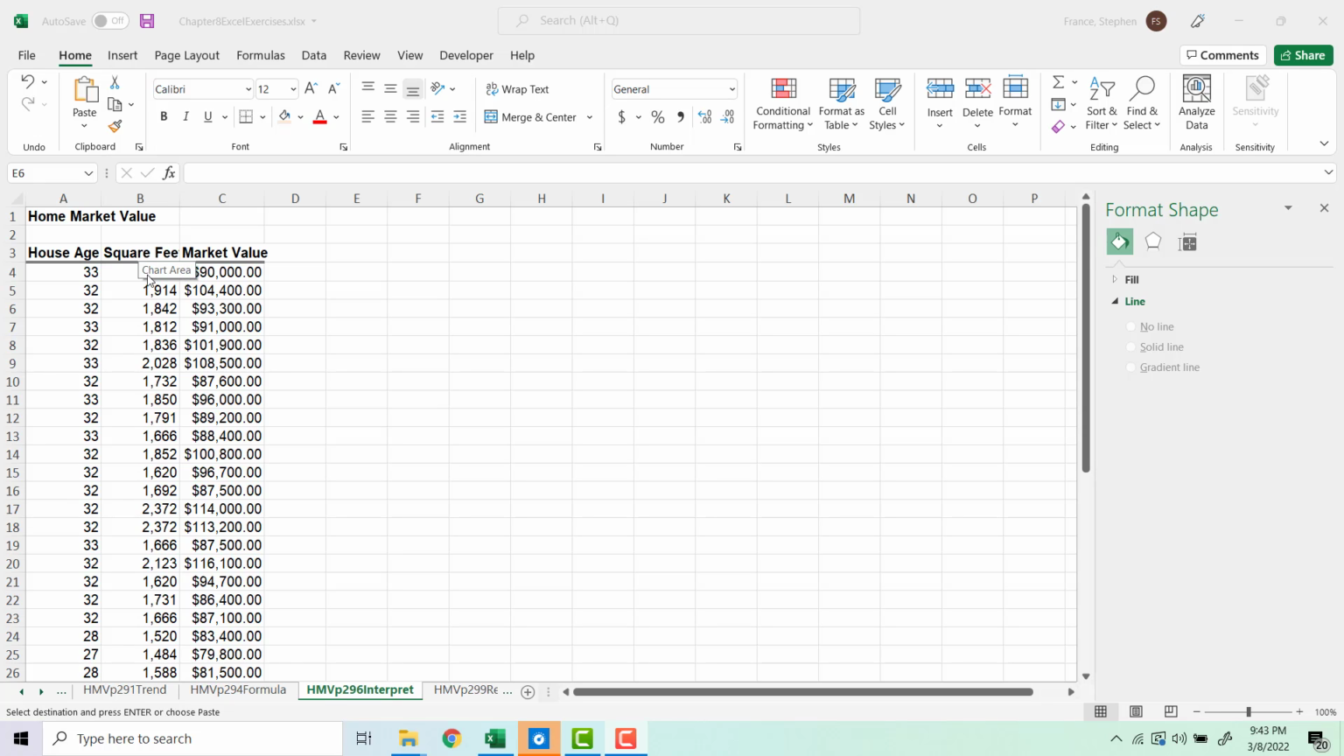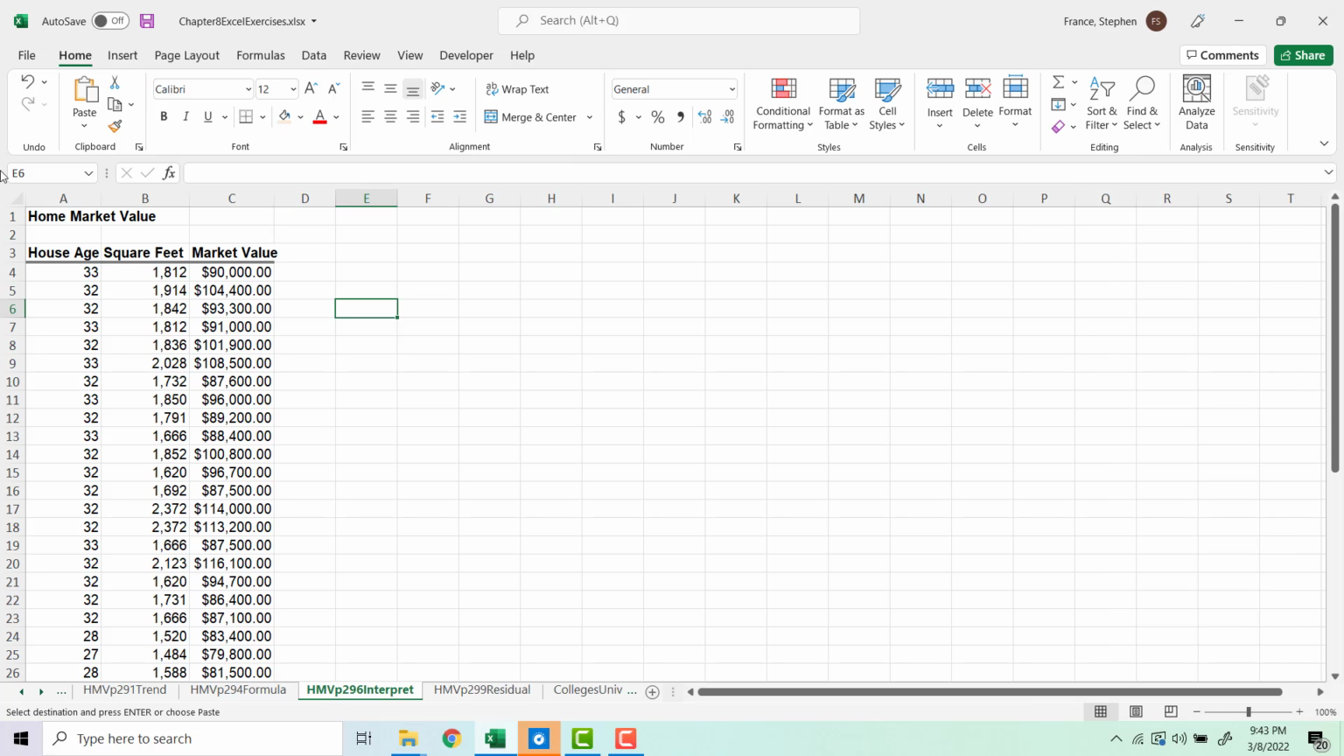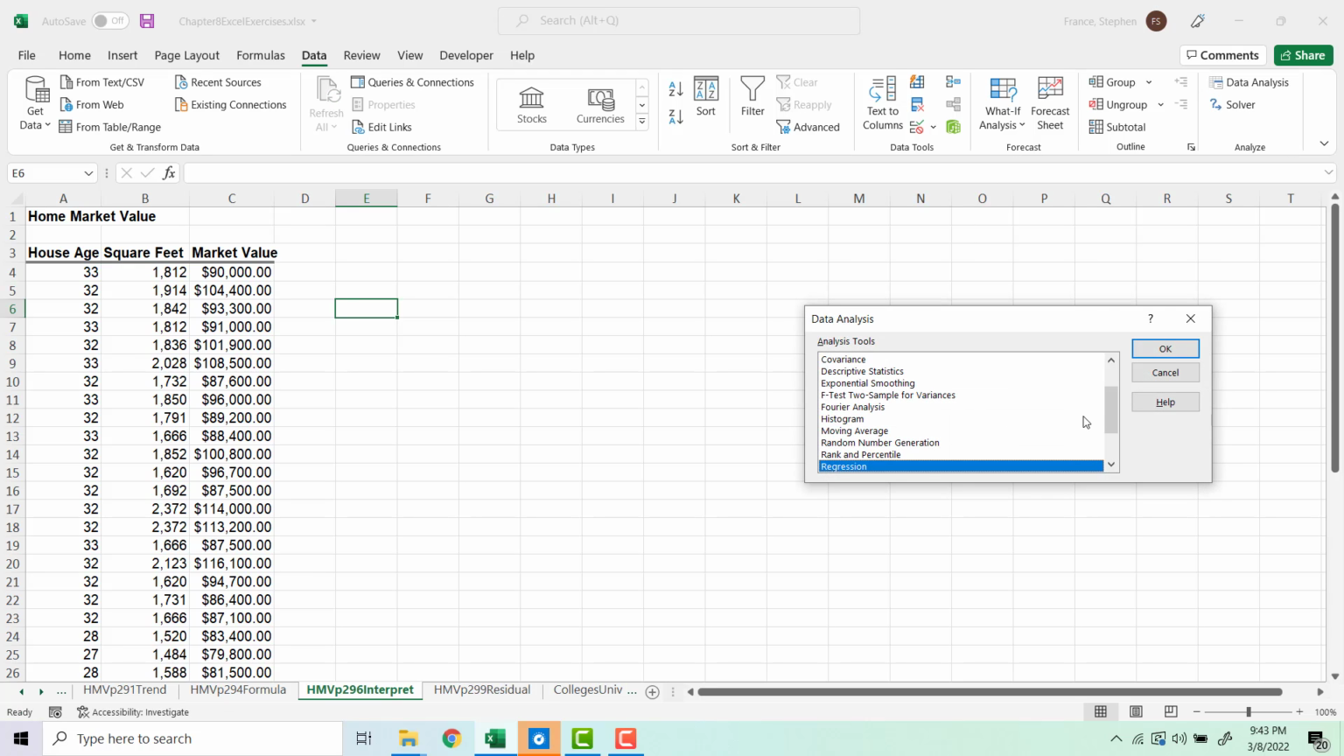Okay, so we're back with our friend, the home market value data set. This time I'm going to show you how to implement it in the Data Analysis ToolPak and how to interpret some of the results. So I think we're au fait with the Data Analysis ToolPak. Go to Data Analysis, and then click Regression.